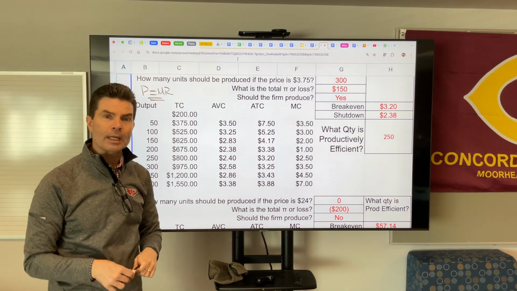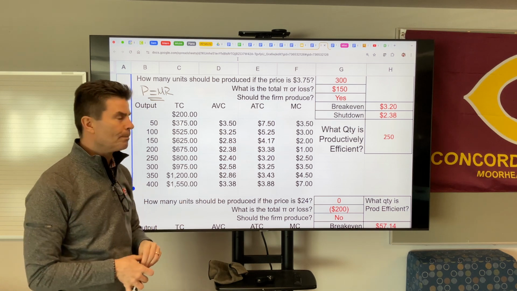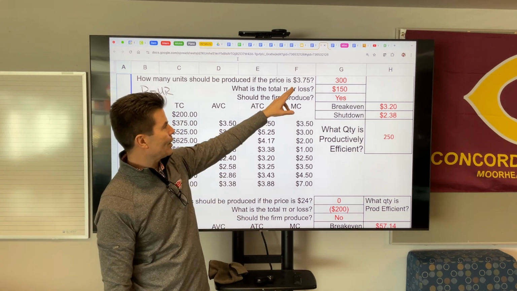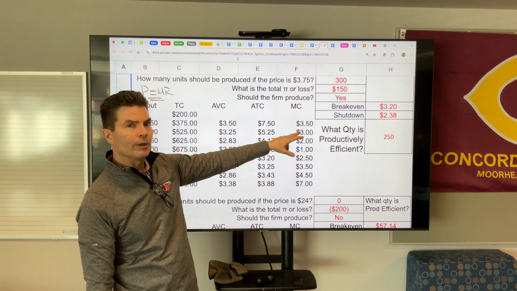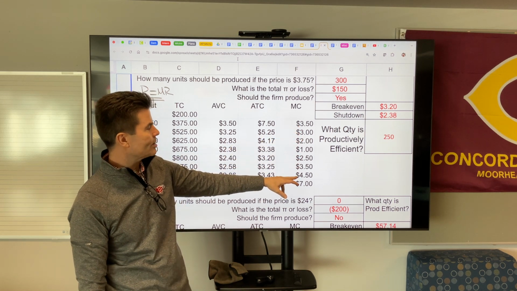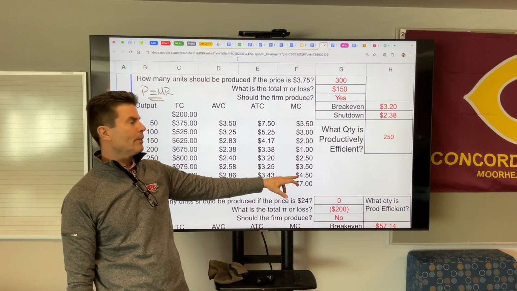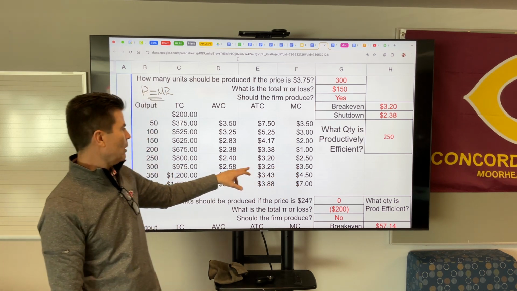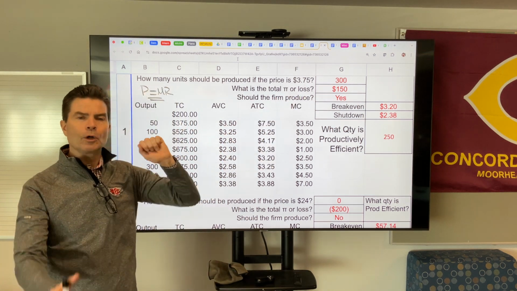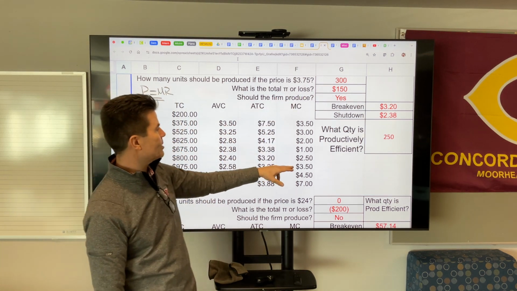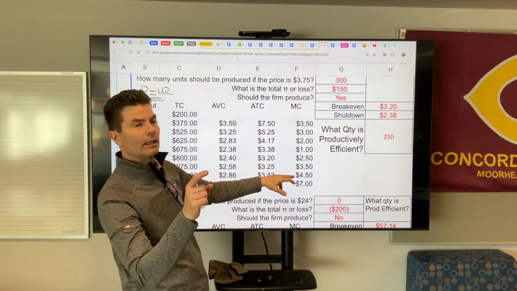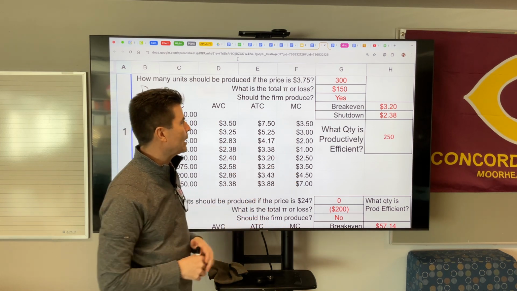Now if I want to find the actual output, when it says how many units should be produced, I want to find the profit maximizing output. And that's where MR equals MC. So remember before, we take $3.75, go down the marginal cost until the first marginal cost is more than $3.75, and go up 1, which tells us that we have a quantity of 300. Right? So again, we go to MR equals MC, or you go down to where marginal cost is more than marginal revenue by the very first showing of that, and you go back up 1.